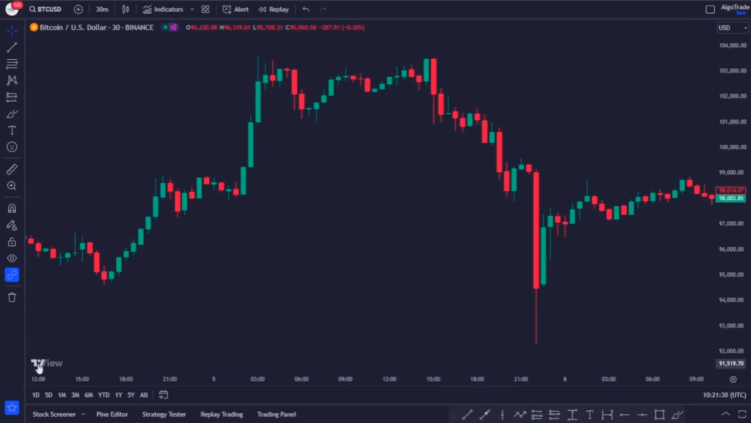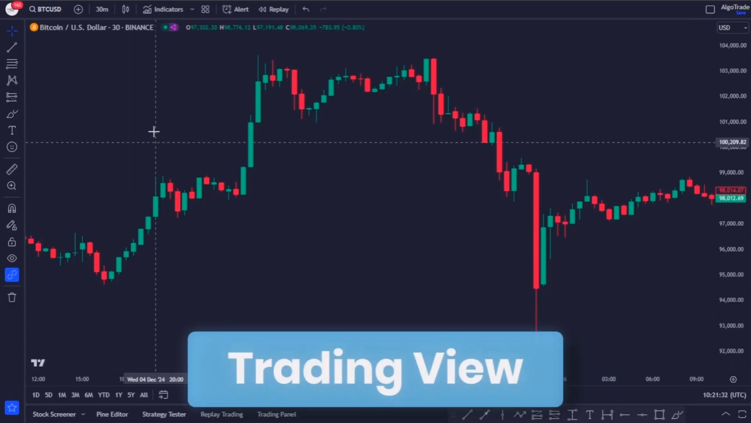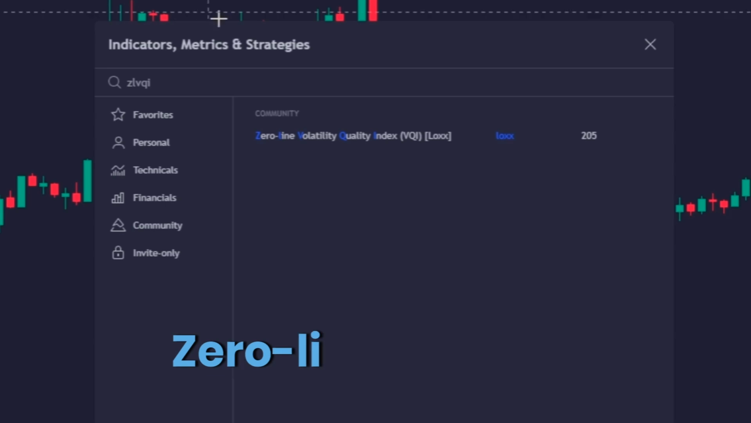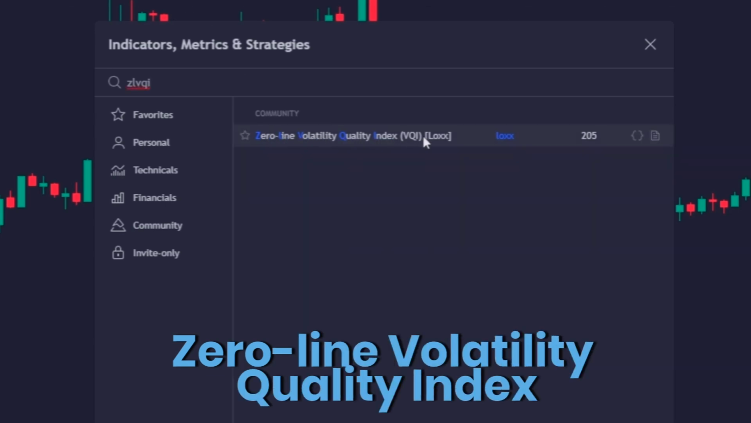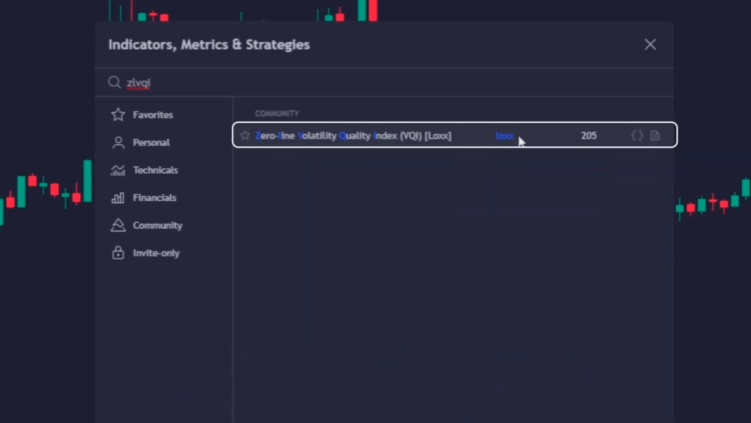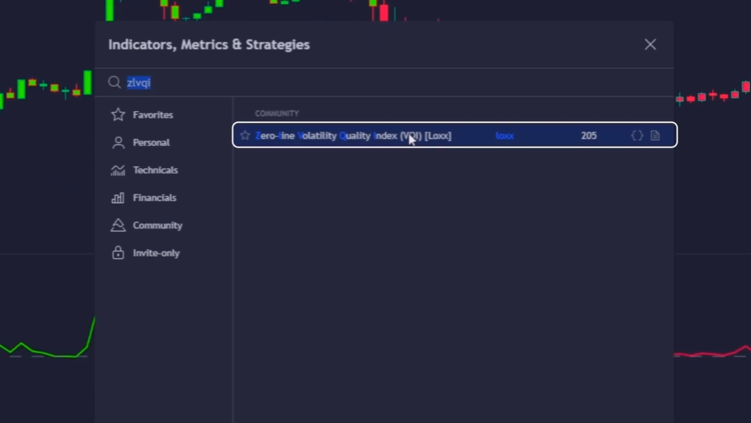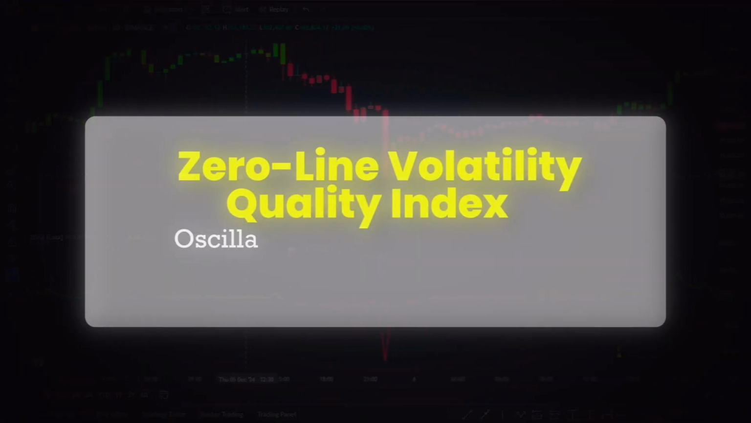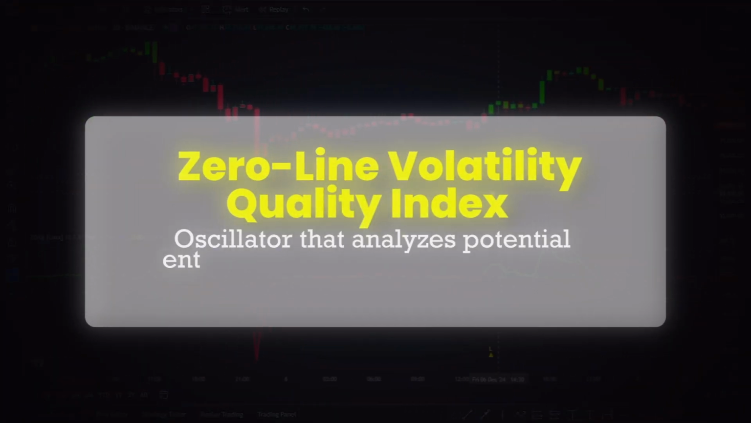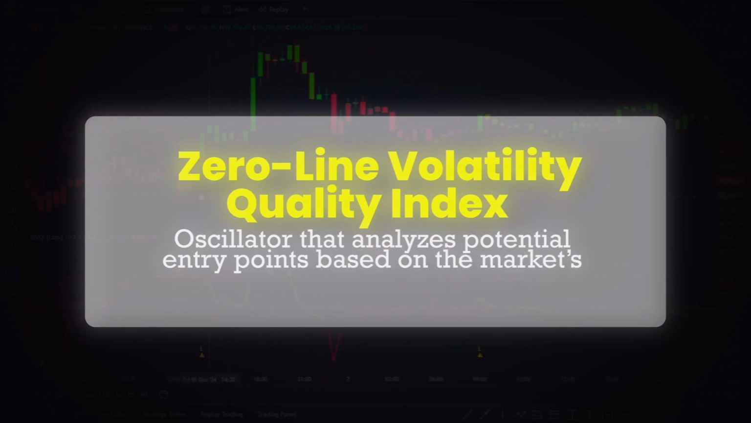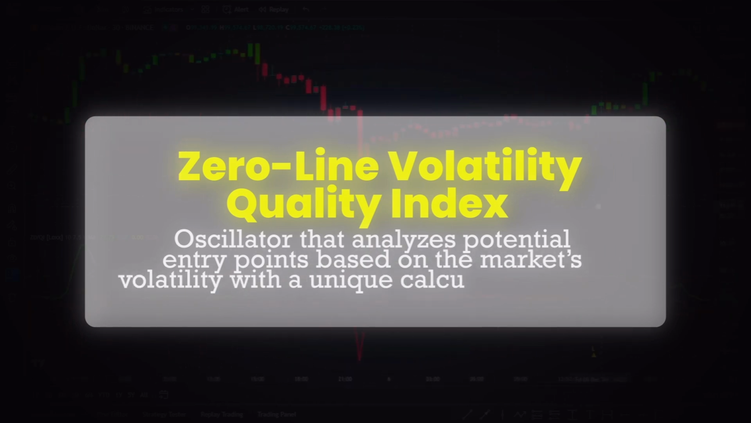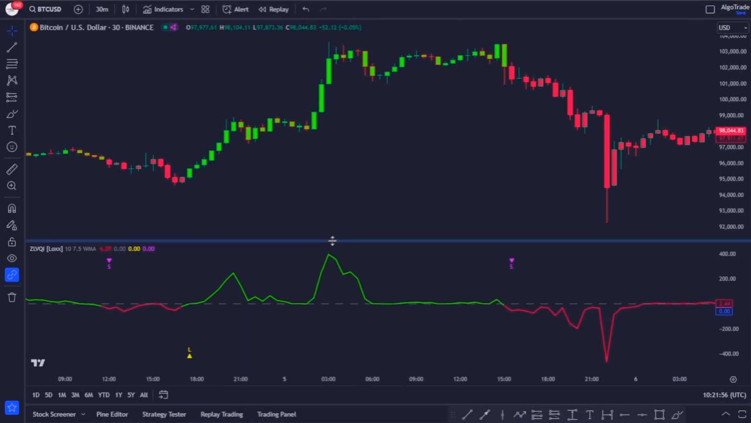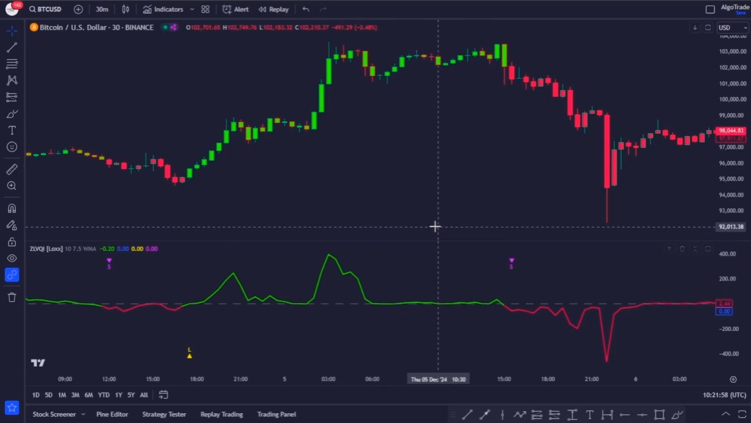Firstly, let's start by adding the indicator to our TradingView charts. First, click on Indicators, then type Zero Line Volatility Quality Index, and you can use this option here by Locks, which is free. By definition, the ZL indicator is an oscillator that analyzes potential entry points based on the market's volatility, with a unique calculation method that makes it more adaptable to different symbols and time frames.